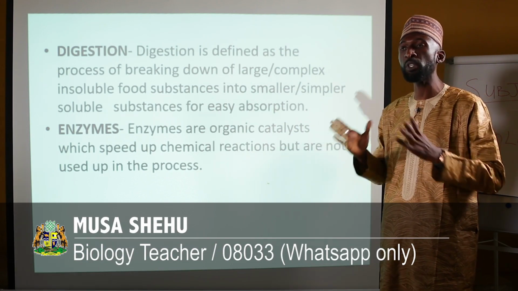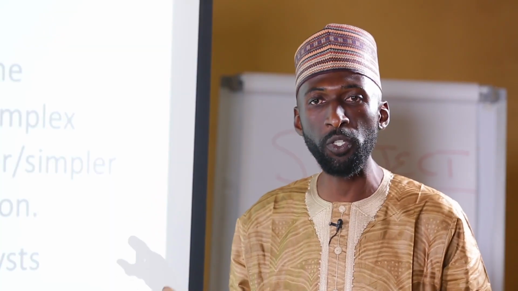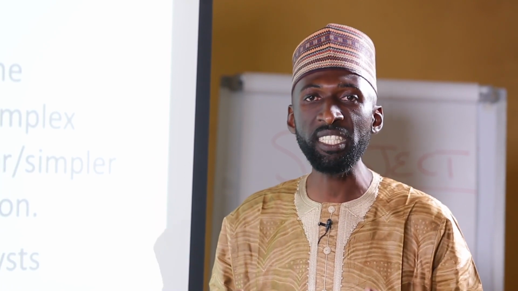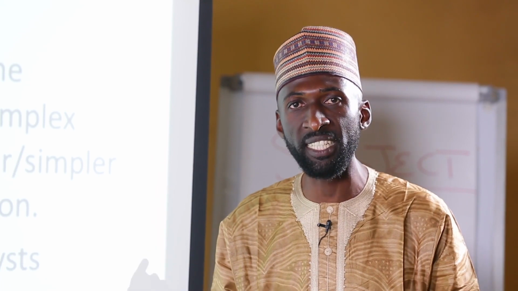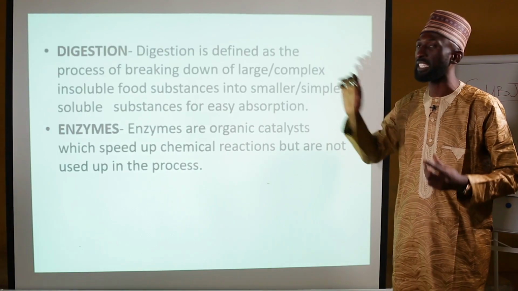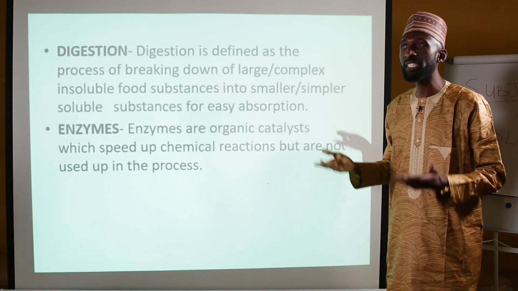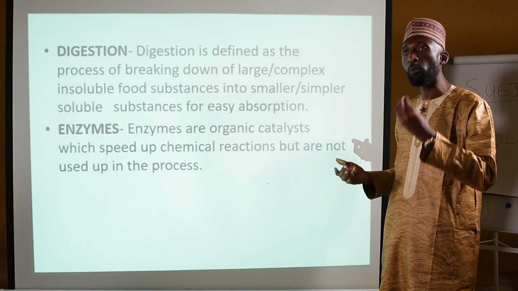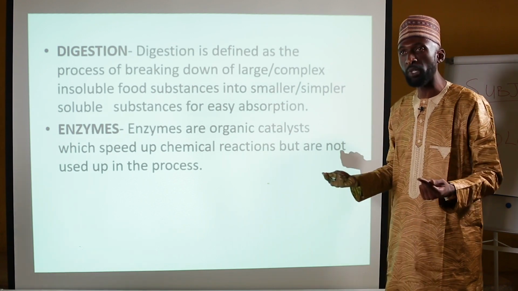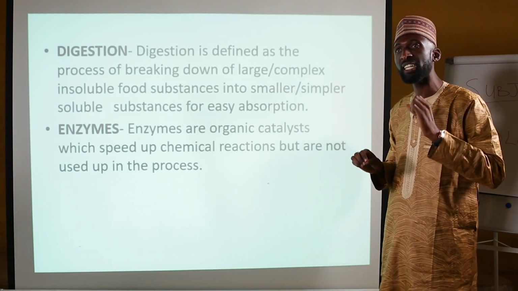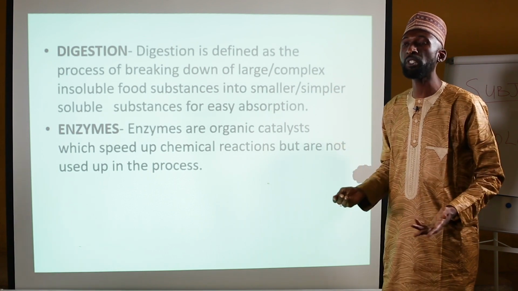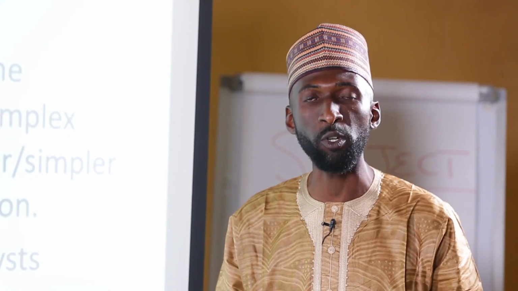Now, the simple answer to that question is that the food substance we have been taking in has to undergo a series of chemical reactions. These chemical reactions are controlled by certain organic catalysts. This series of chemical reactions is what is known as digestion. So digestion, in simple terms, refers to the process by which complex and large food substances that are usually insoluble are broken down into simple as well as soluble substances for easy absorption by our body.